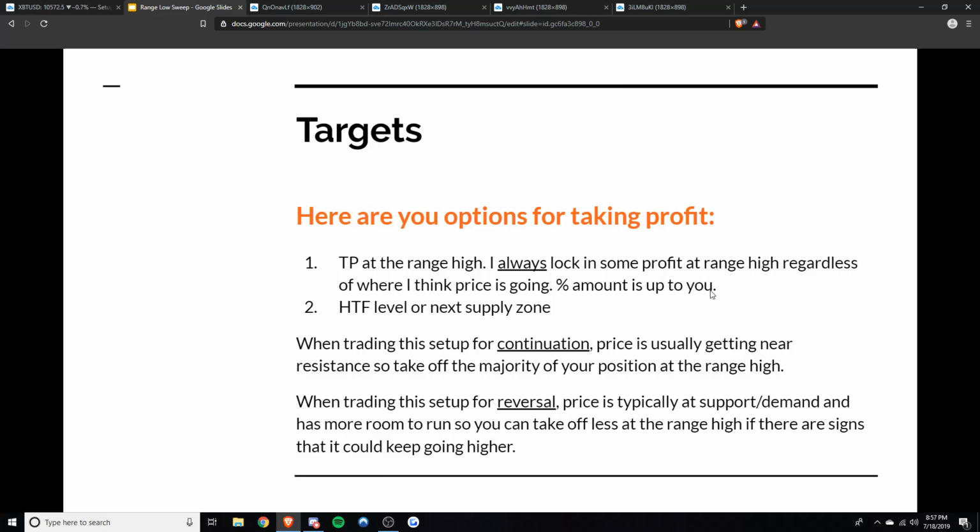So that's two different ways you can go about taking profit. I think that's the last slide.